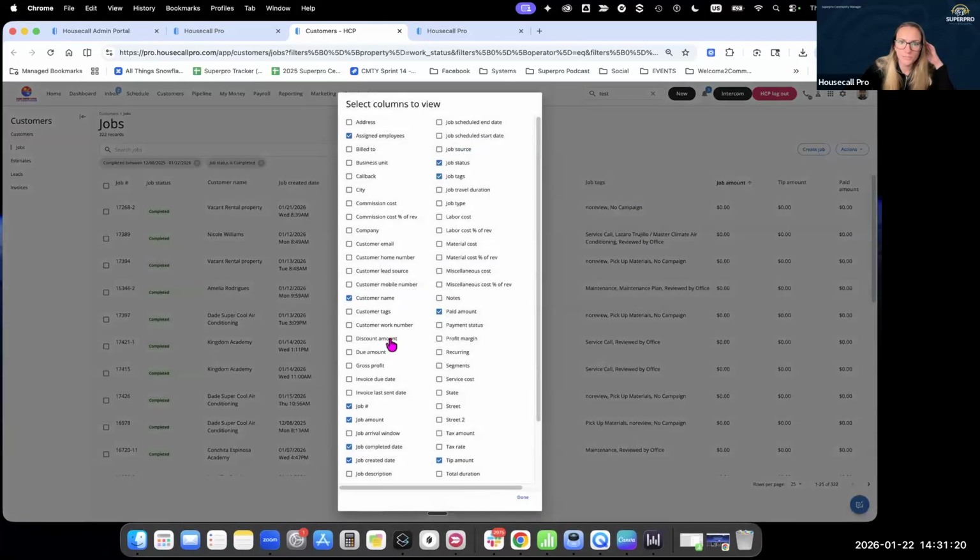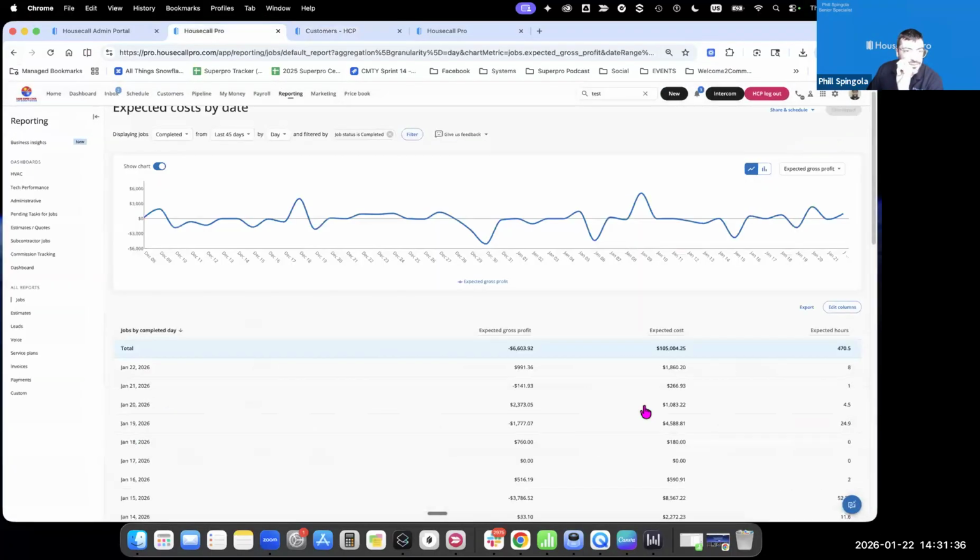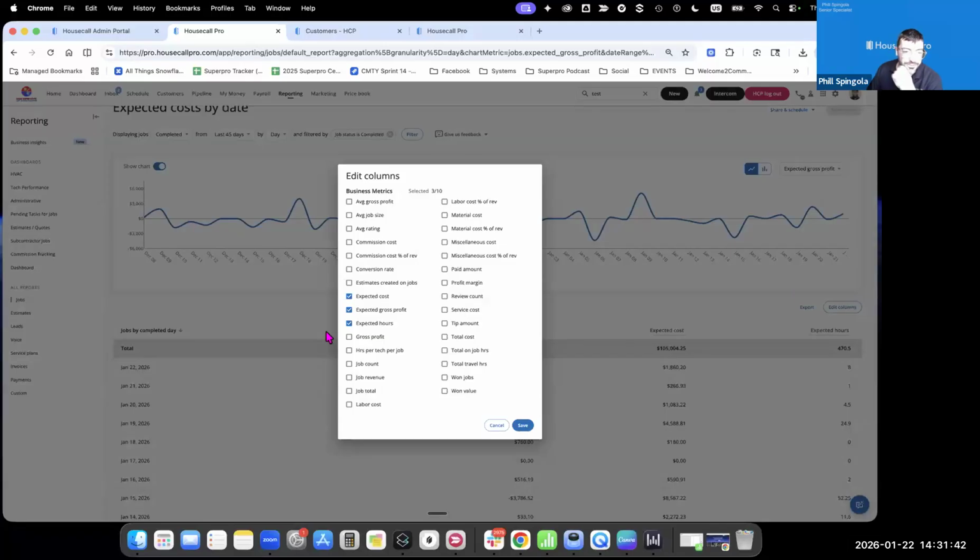And then you could pull it here as well. Expected. I don't see it on this one, probably because this is the expected. Yeah, I would say go back to here and let's go to edit columns here. Yeah, there we go. Okay.